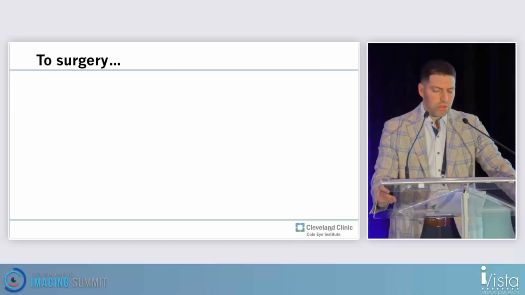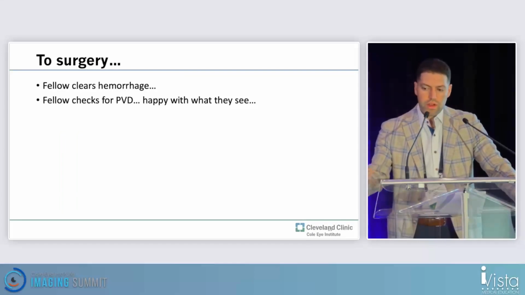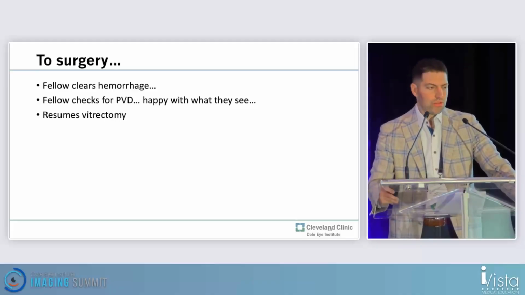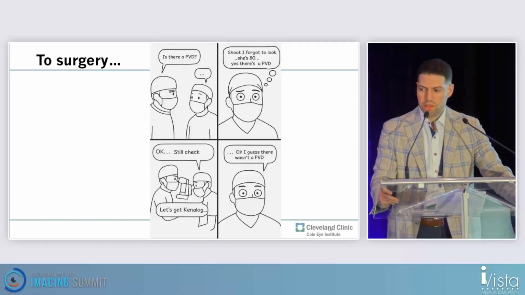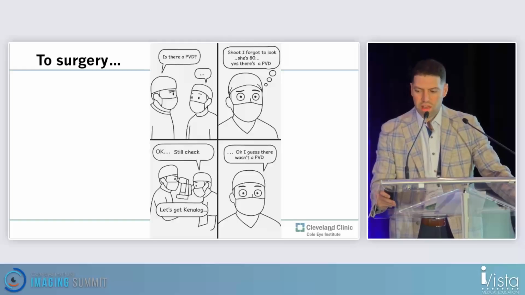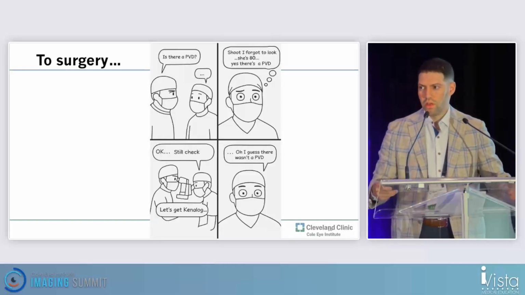So here we go to surgery, and the fellow does a great job clearing the vitreous hemorrhage very excitedly. The fellow checks for a PVD, is very happy with what they see. I decide not to keep talking. Fellow resumes the vitrectomy. I decide to finally ask, is there a PVD? Well, the fellow's kind of confused. Well, she's 80. Yeah, there's a PVD. Okay, let's check with some staining, Kenalog. Oops, I guess there wasn't a PVD.